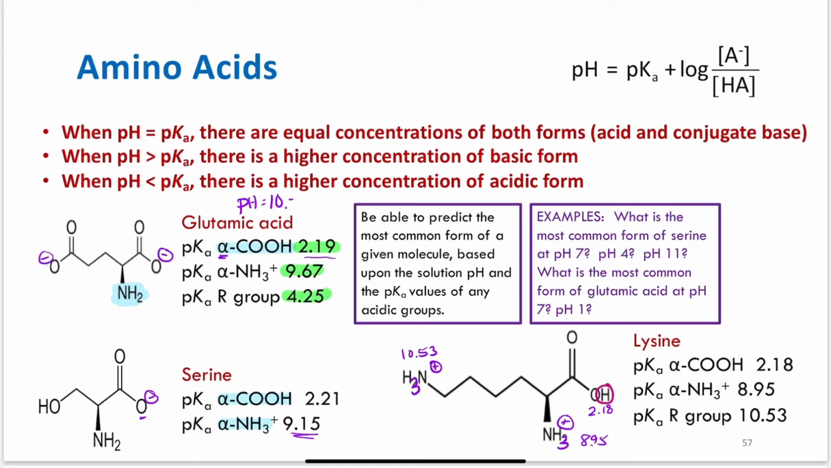So lysine, if I'm at a pH of, say, 4, is going to look like this. pH of 7, it looks like this. pH of 9, and pH of 11.